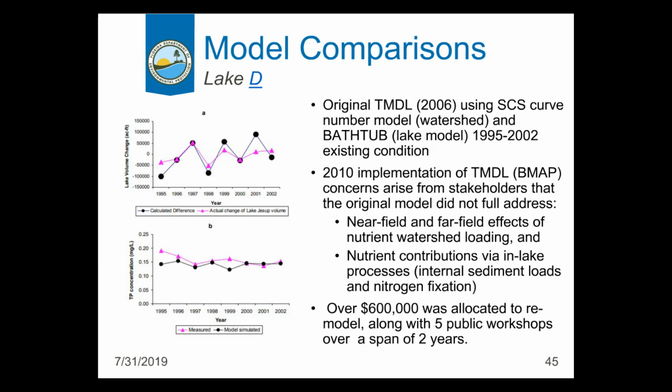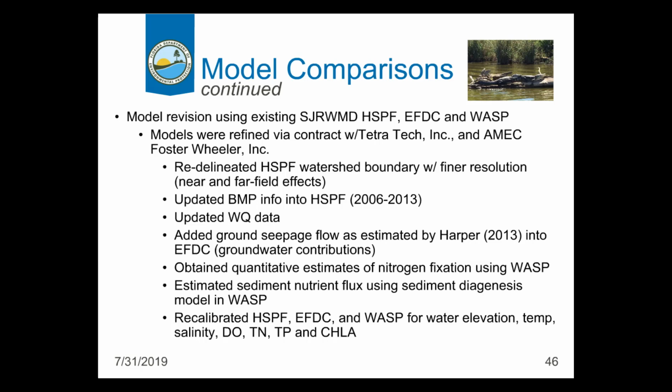So what we did is we put together a $600,000 contract to work with some of our counterparts, and we held 5 public workshops over the next 2 years. We worked with Tetra Tech as well as AMEC Foster Wheeler, and we took the existing models from our local St. Johns River Water Management District, where they had created an HSPF, EFDC, and WASP model as part of their PLRG. The stakeholders had requested that we redelineate that HSPF watershed boundary with a finer resolution. They wanted us to update the BMPs within the model and extend the time period through 2013.